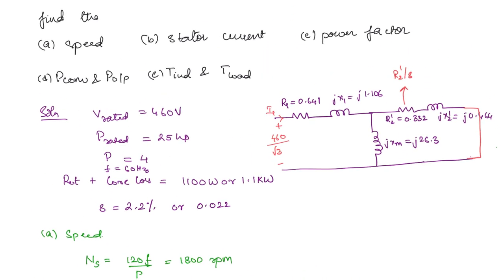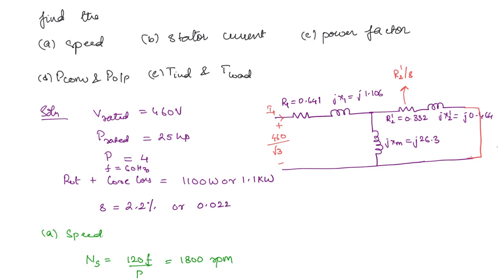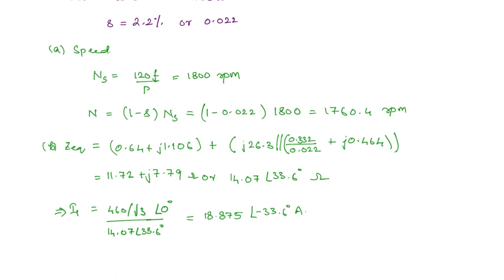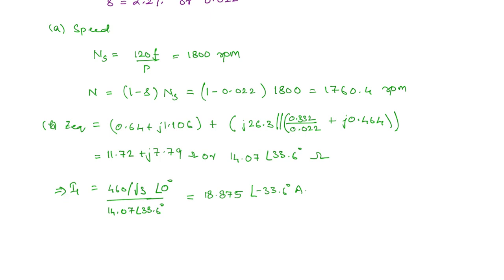Next, what is the next question that we have? We need to find out the power factor. In the stator current, you can see the current is lagging behind the voltage phasor. Voltage is at 0 degrees and the current is at minus 33.6 degrees. Cos of this angle will give you the power factor, so power factor is equal to cos 33.6 degrees, which is 0.833. Now is this leading or lagging? It is a lagging power factor because the current is lagging.